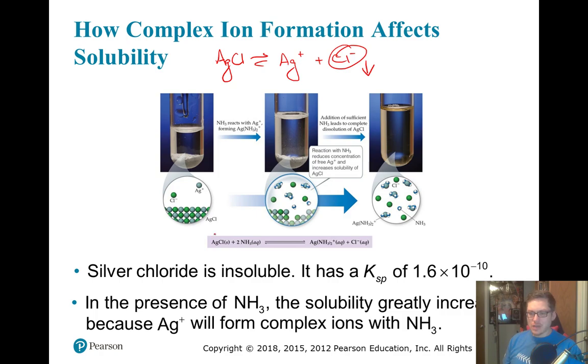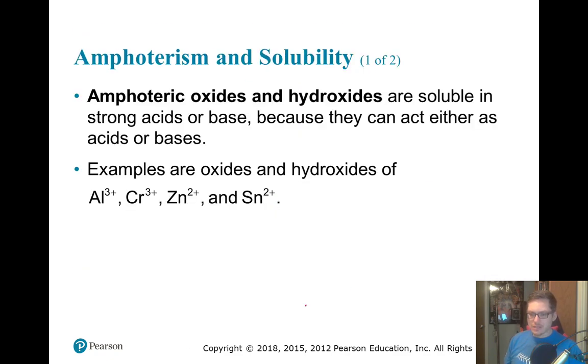All right, and so this is the reaction that occurs. So this is the overall reaction. Silver chloride plus ammonia is going to form this complex ion, and then chloride, right? And it forms a new equilibrium. And notice it's actually quite a bit more soluble. If we add enough NH3, all of it will dissolve. Okay, so silver chloride is quite insoluble. In the presence of the ammonia, the solubility greatly increases because of that complex ion.